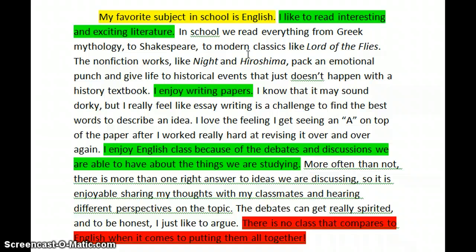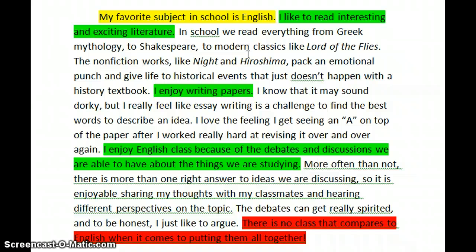In this case, "In school, I read everything from Greek mythology to Shakespeare to modern classics like Lord of the Flies. The nonfiction works like Night and Hiroshima pack an emotional punch and give life to historical events that just doesn't happen with a history textbook." These aren't just fluff sentences. These give a lot of specific information about why I like to read interesting and exciting literature and why that's a reason English is my favorite subject. After that, we move to the next general statement.